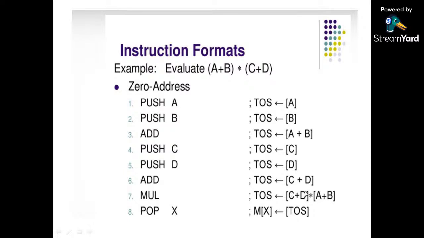So c plus d will be multiplied by a plus b, that is now the new top of stack. Then there is something called pop x. What is the meaning of pop? We are reading the data, or we are taking the data from the stack.